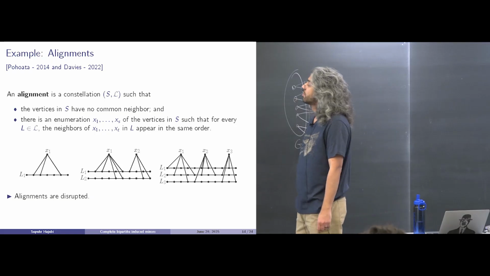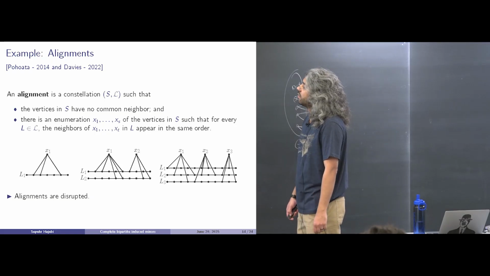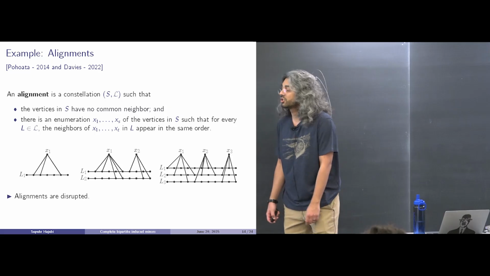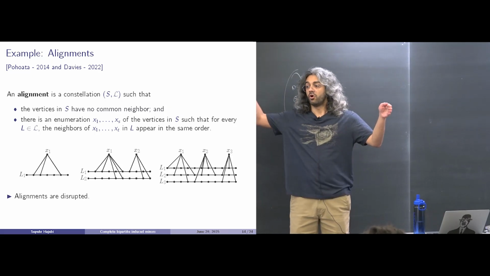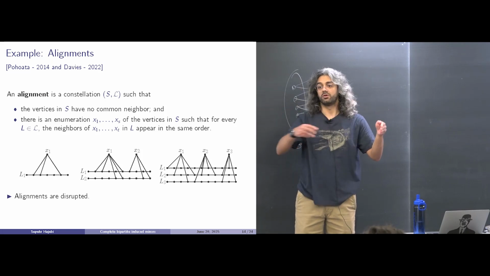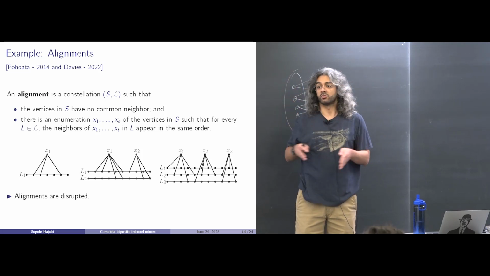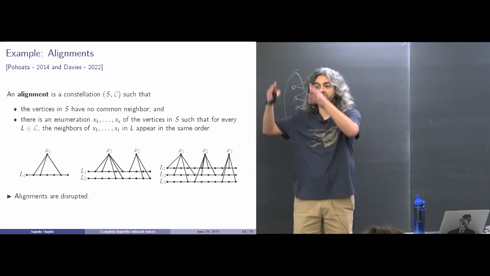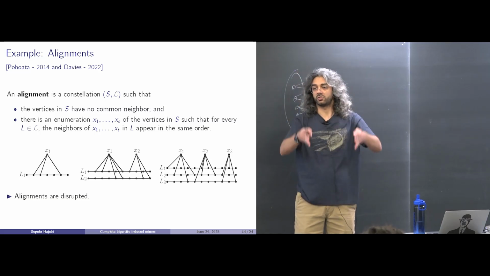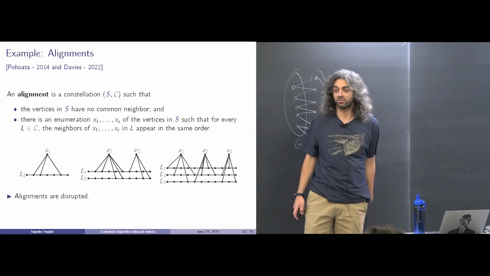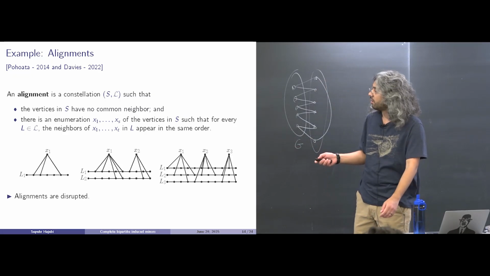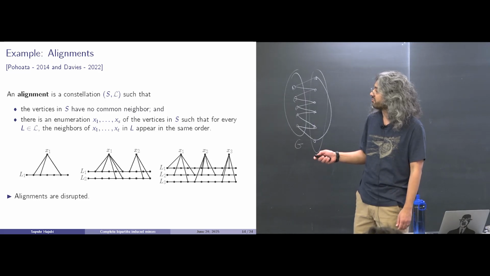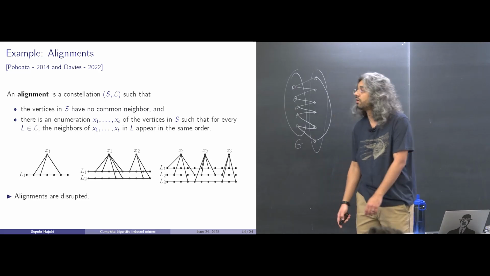Here is the easiest one. This is what we call an alignment. So what is an alignment? It's a constellation in which you can linearly order the vertices such that for each path, when I traverse the path from one end to another, I see the neighbors of the vertices in the stable set in the exact same order. So I first see the neighbors of x1, and then the neighbors of x2, and the neighbors of x3, and so on and so forth. And clearly, these are disrupted, because whenever you have a path from x1 to x3, clearly x2 is going to have at least one neighbor in it.